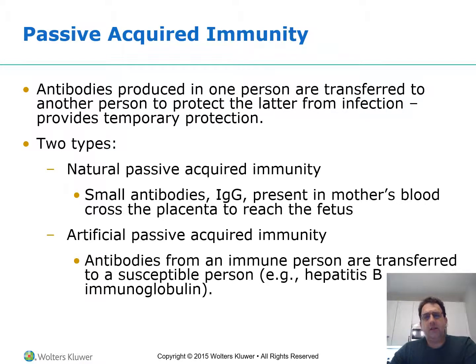The other really common example of this is something called RhoGAM. If you are an Rh negative mother, and there's a chance that your baby is Rh positive, you will be given a shot called RhoGAM at a couple of different points in pregnancy, the most important of which is right around delivery, so that if you're exposed to the baby's blood, your immune system doesn't try to kill it off.